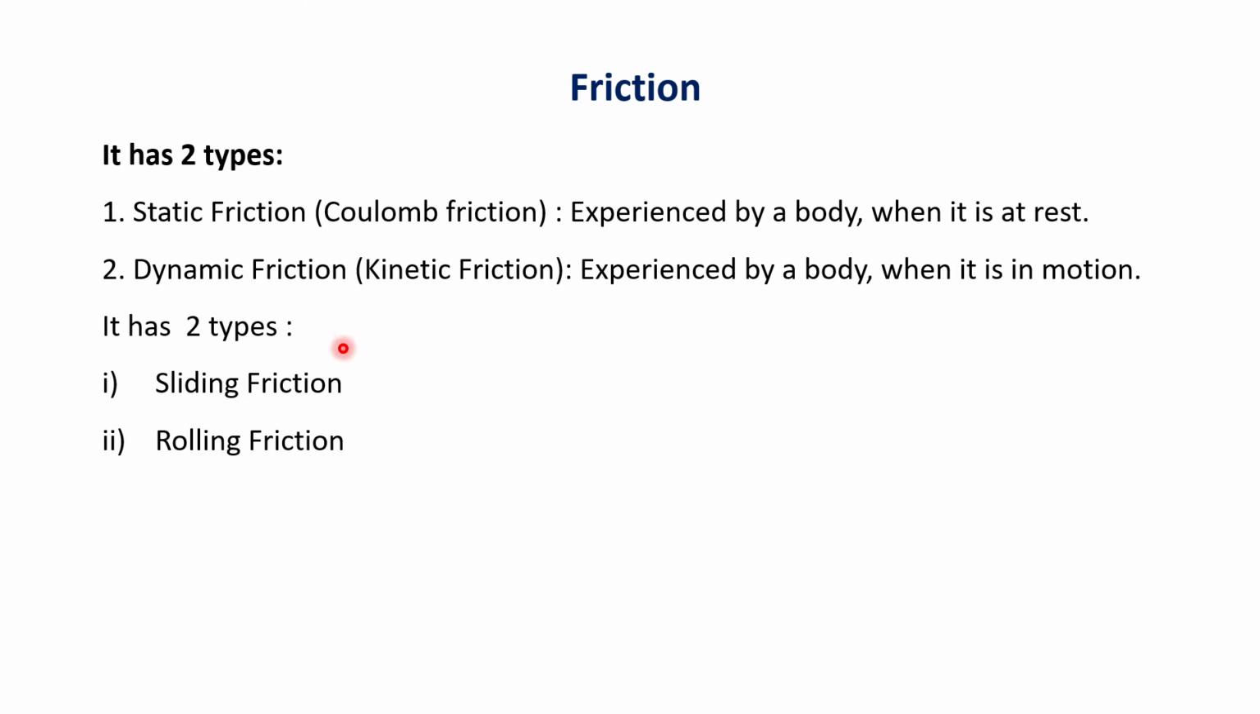Again, it has two types: sliding friction and rolling friction. As the name indicates, sliding friction means one body is sliding over another body, and in the case of rolling friction, one body is rolling over another one. So here sliding action is there, and in the second case rolling action is there. According to that, friction is categorized.